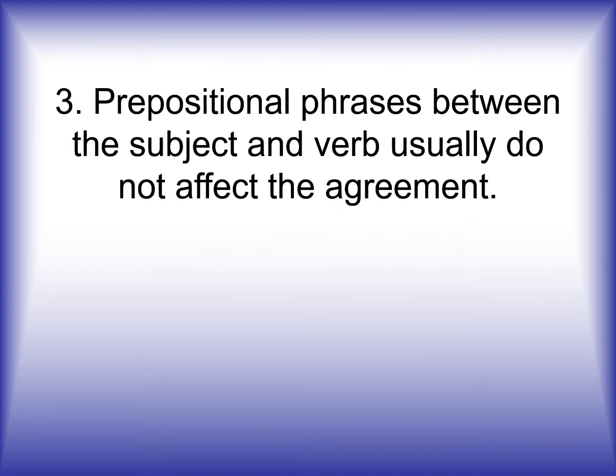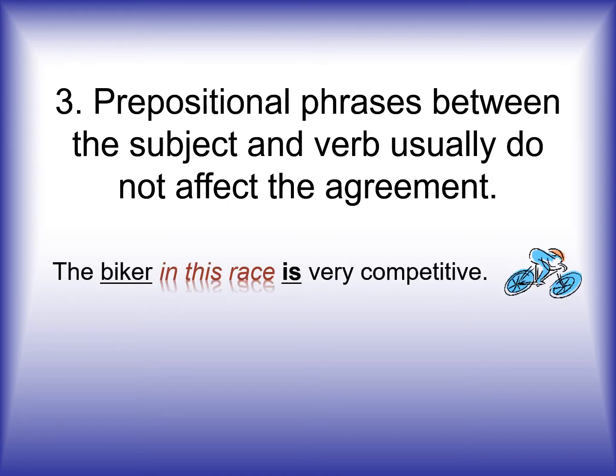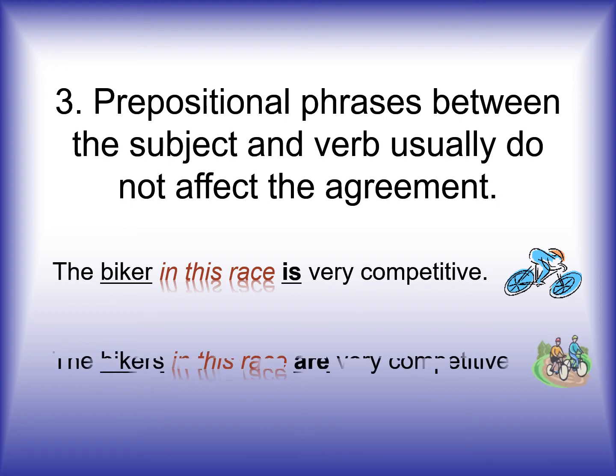Then, the prepositional phrases between the subject and verb usually do not affect the subject-verb agreement. Follow the sentence. The biker in this race is very competitive. Here the verb is refers to the biker. Again, the bikers in this race are very competitive. So here again the verb are refers to the bikers.